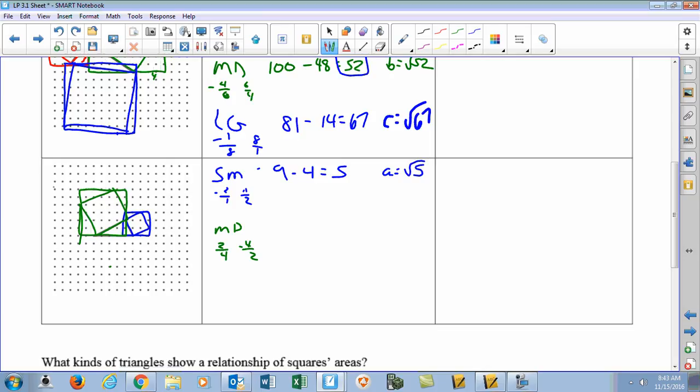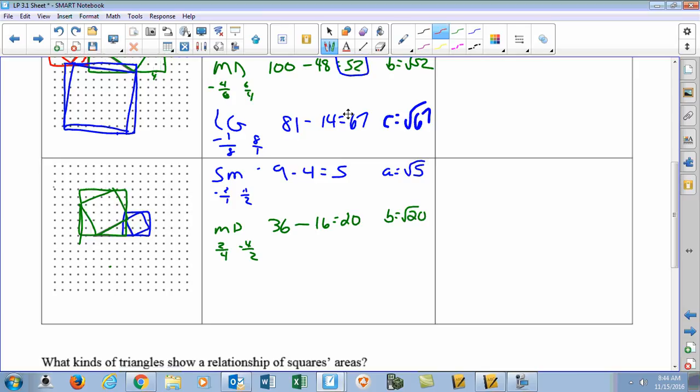What's the area, Jacob? 36. And we're going to subtract out. This is a 2 by 1, 2, 3, 4. So what's half of 2? 1 times 4. And there's 4 triangles. 16. So we get 20 here. So B is the square root of 20.